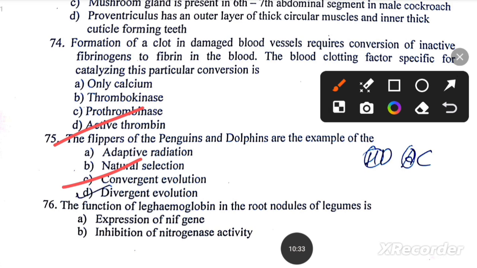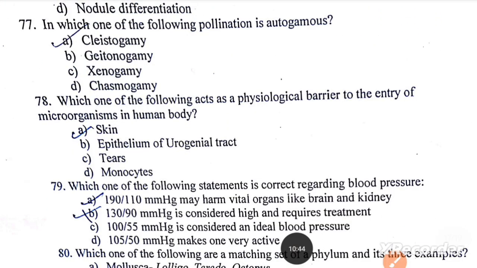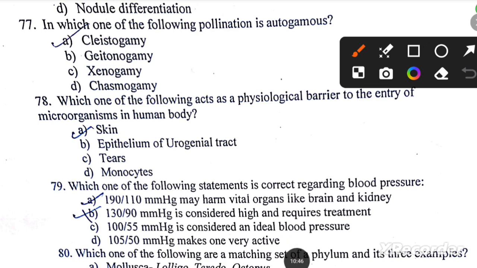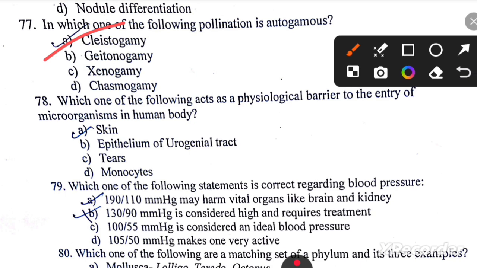Next question, क्या था आपका question number 76. The function of leghemoglobin in the roots of nodulus legumes is oxygen removal. Question number 77 आपका, in which one of the following pollination is autogamous? Correct answer है आपका option A. Which one of the following act as a physiological barrier to the entry of microorganisms in human body? Tears.